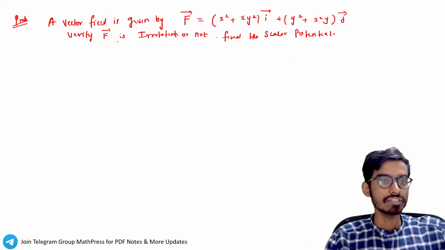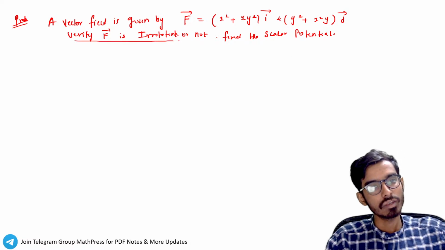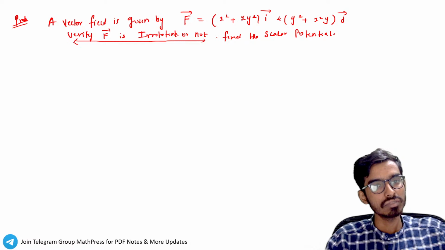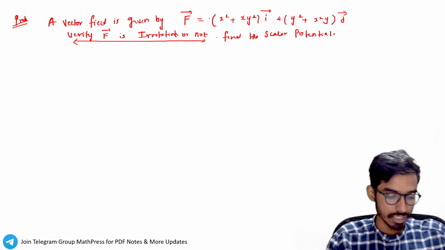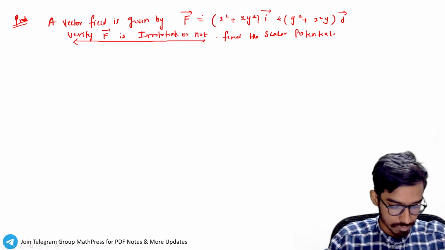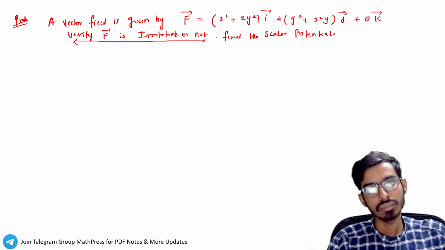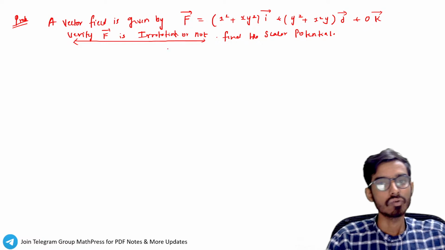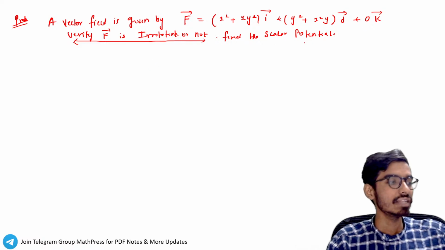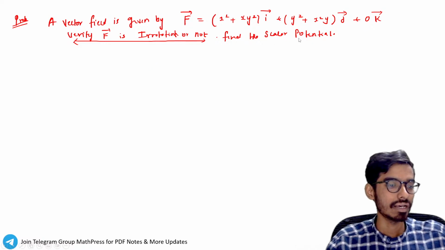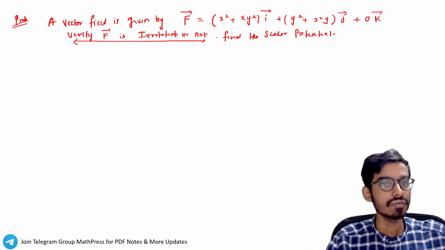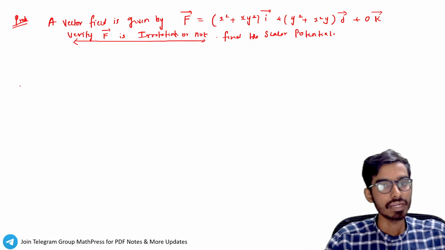Right. So you take the first part: verify whether f is irrotational or not. You can do this very easily. It will be irrotational. So this is 0 k vector. Now you need to find the scalar potential. That is nothing but finding the scalar function for the given vector point function. They have given del f, and you need to find f.